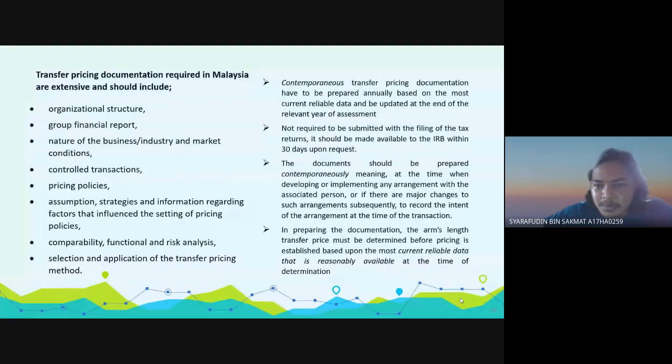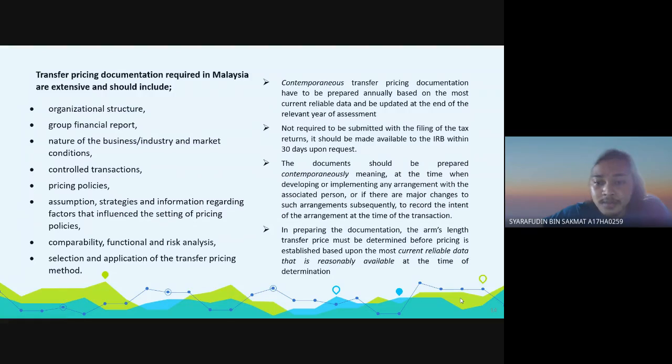And it must be prepared on a contemporaneous nature, which is the document is prepared at the same time as the thing is happening. Annually, based on the current reliable data and updated at the end of the relevant year of assessment. It is not required to be submitted at the filing of tax returns. However, it should be made available to the IRB within 30 days upon request.